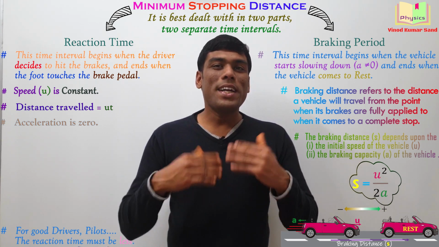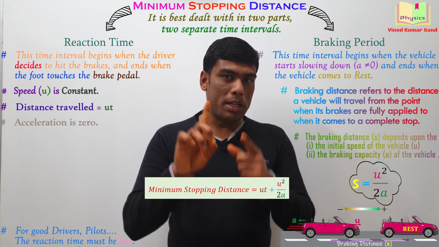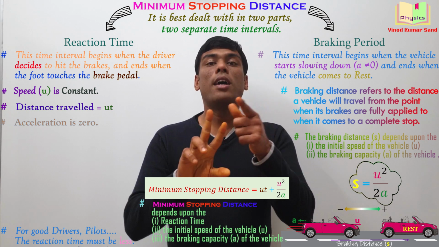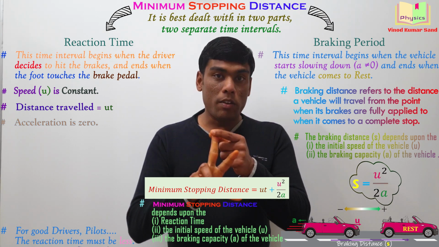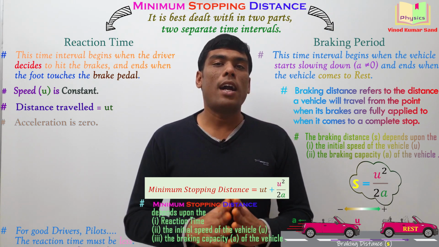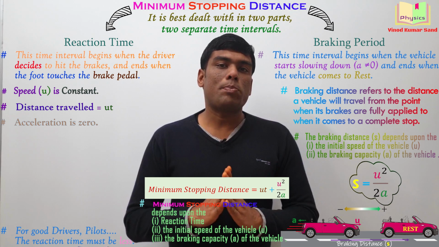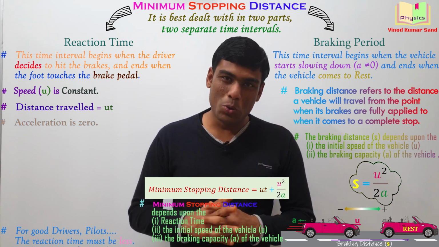Getting it? So in total, the minimum stopping distance depends on 3 important parameters. Number 1 is the reaction time. Number 2 is the speed of the car. And number 3 is the braking capacity or the retardation of the car. Getting the idea? You may note down all these parts of the theory, then we'll be taking 2 good questions.